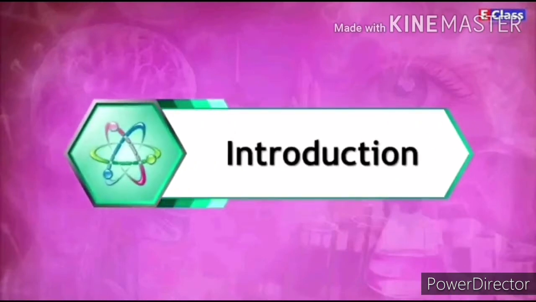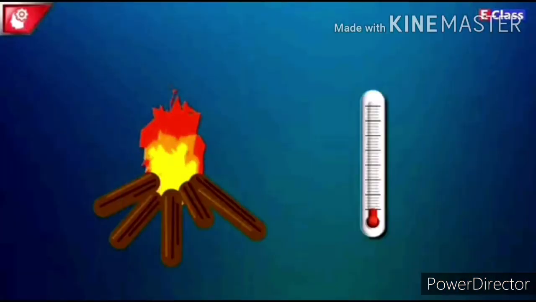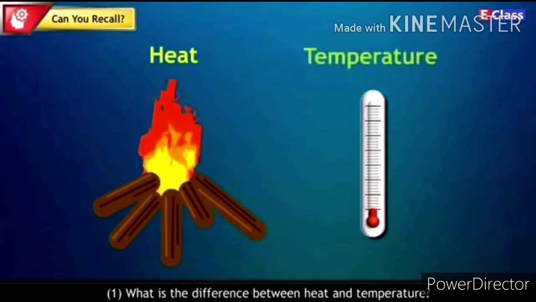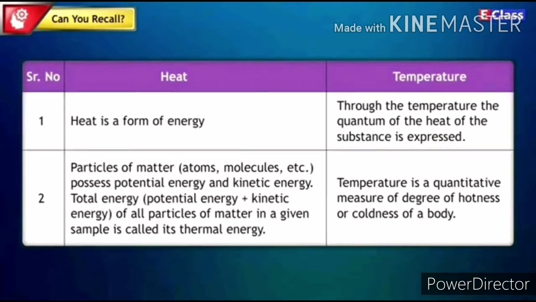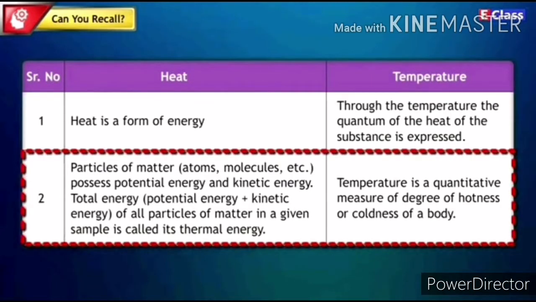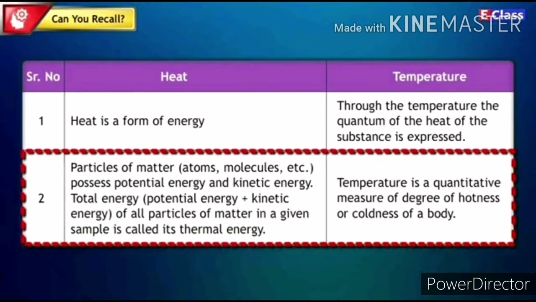Students, can you recall what is the difference between heat and temperature? So come on, let us understand the difference between heat and temperature. First, heat is a form of energy, whereas through temperature the quantum of the heat of the substance is expressed. Second, particles of matter possess potential energy and kinetic energy. The total energy of all particles of matter in a given sample is called its thermal energy, whereas temperature is a quantitative measure of degree of hotness or coldness of a body.